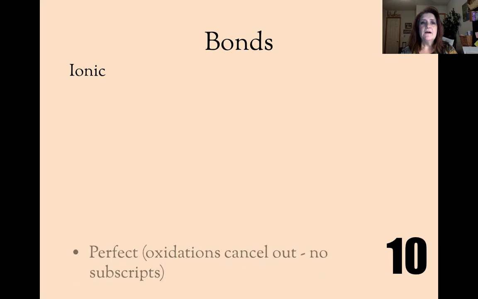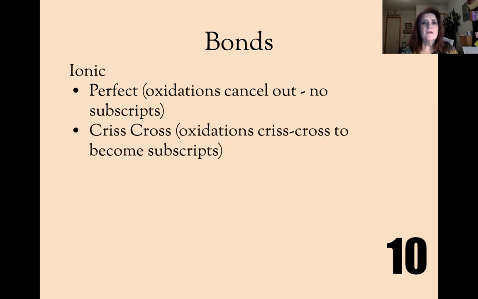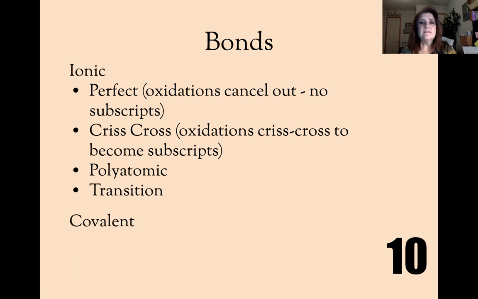So, ionic bonds have 4 different forms: perfect, crisscross, polyatomic, and transition. This video will talk about perfect and crisscross, and then covalent bonds.